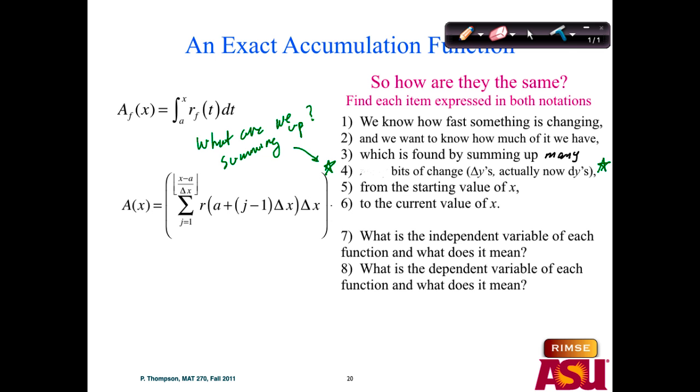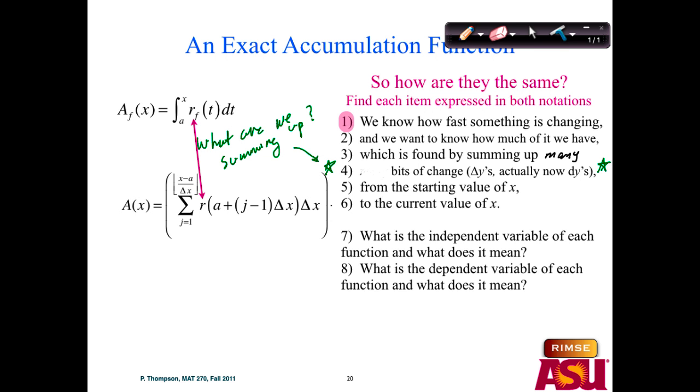Okay, we ready? Think you got them? More or less. Okay, so we know how fast something is changing. Where do you see that in the first one? The rate. He wants the rate function, agree? Yes. Yep, the rate function. Exact rate in the integral, approximate rate, and our approximate accumulation. We want to know how much of it we have. What's that? Integral and summation.